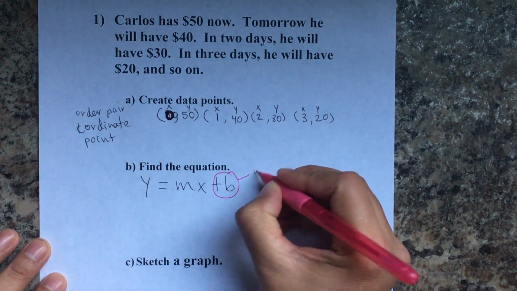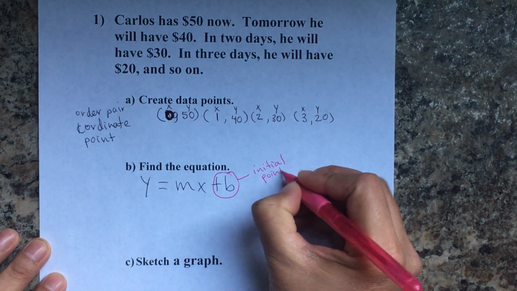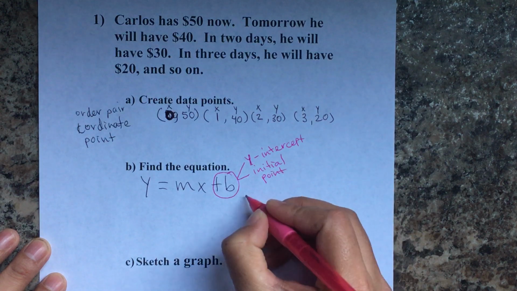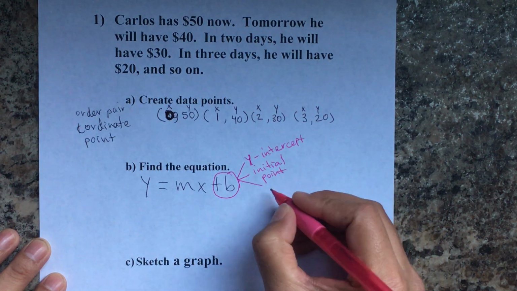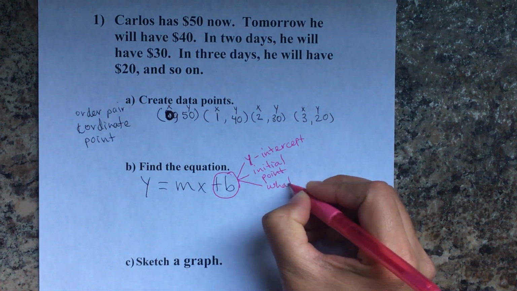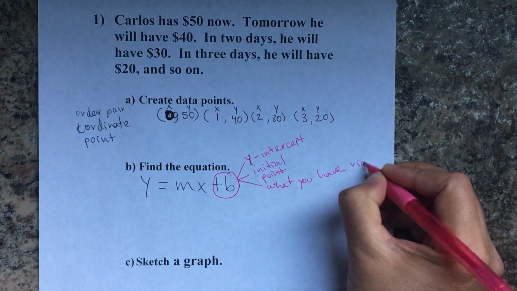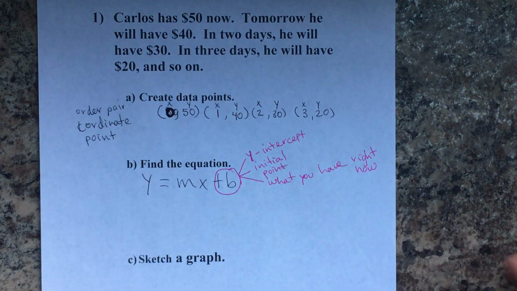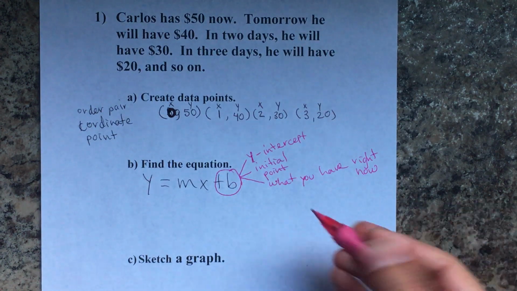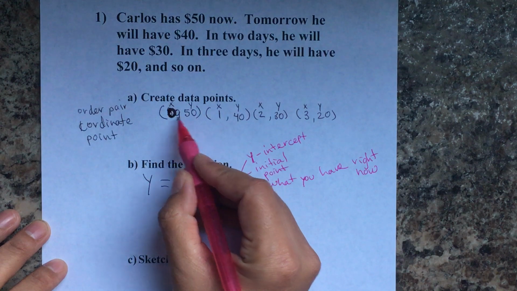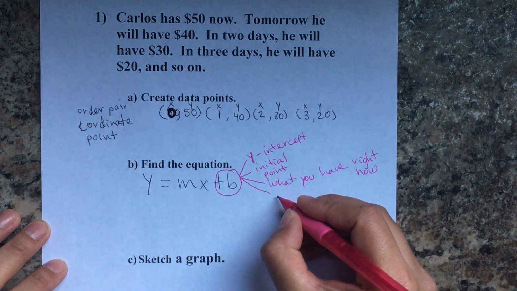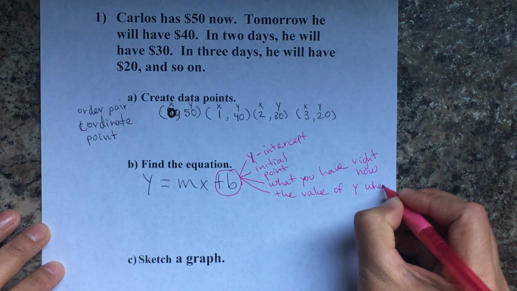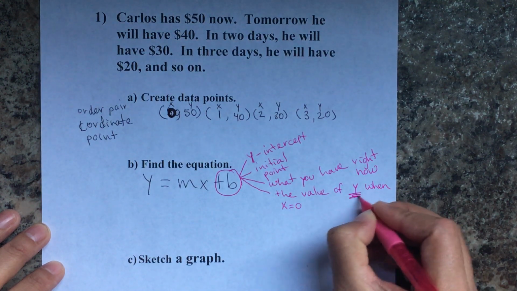the initial point. And the initial point is the y-intercept, and it's also the first point to graph, but also it's what you have right now. I'm not going to put this information in the next examples, but it's good for you to have that: the initial point, what you have right now, or also the number next to 0, the y for when x is 0, the value of y when x equals 0. Okay, so that's the value for that.